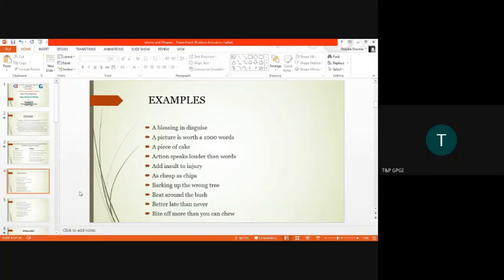I added insult to injury. It goes like that. Next one is as cheap as chips. Okay, repeat after me. As cheap as chips. Very easy. So it means really, really cheap, like it uses less economy. Yeah, you can say that.